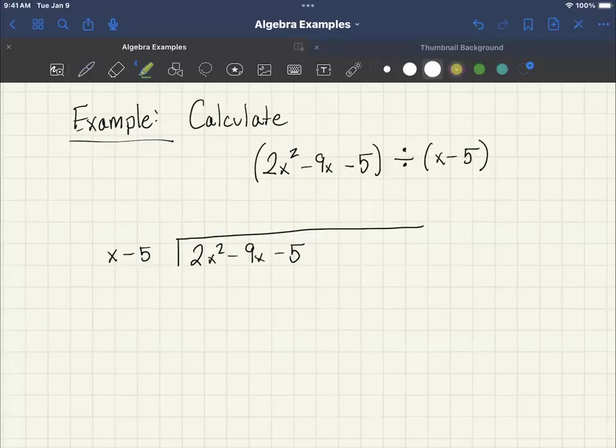Now, this definitely looks way more complicated than the little problem that we just did, but we're going to simplify it quite a bit. So what we're going to do is we're going to ignore the minus 5.